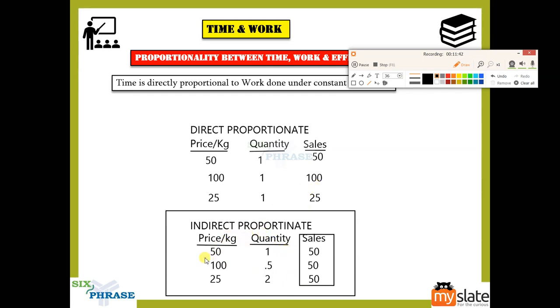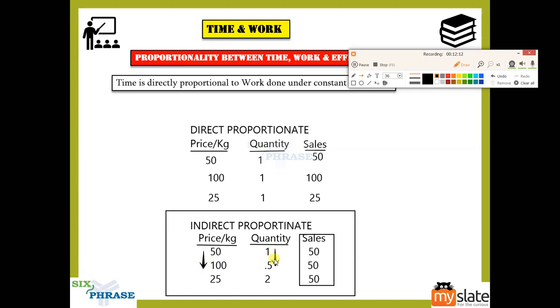So I either increase price per kg or increase quantity. What I'm going to do is decrease quantity. Just for the sake of looking at it in a different way, now I'm decreasing the quantity from 1 to 0.5. Yes, this is a decrease. Now, when you decrease the quantity for constant sales, what is happening to price per kg? Price per kg, guys, is increasing from 50 to 100. It is an increase, right?